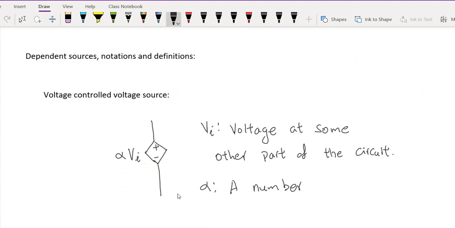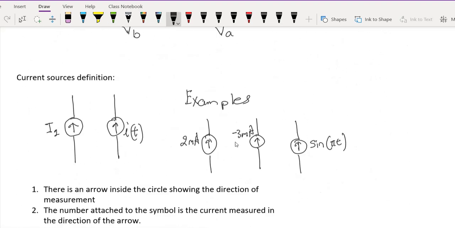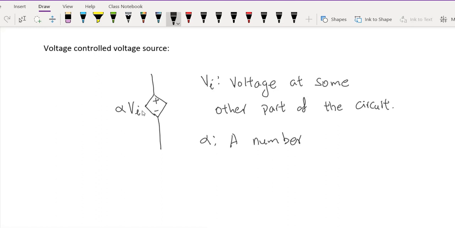Let's look at the notations for dependent sources. The first definition is a voltage controlled voltage source. Note that independent sources were drawn using circles, or sometimes other symbols, but mostly circles. For dependent sources, we'll start using diamond shapes. Inside the diamond shape, there is a plus and minus. A voltage is always defined as the difference between 2 points, so whenever you see a plus minus, that means it is a voltage source. And since this is a diamond shape, this is a voltage dependent voltage source, or voltage controlled voltage source.